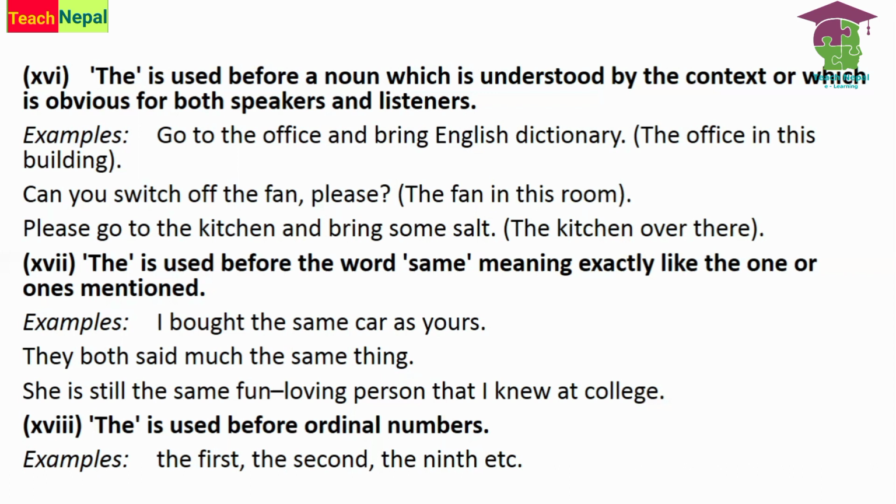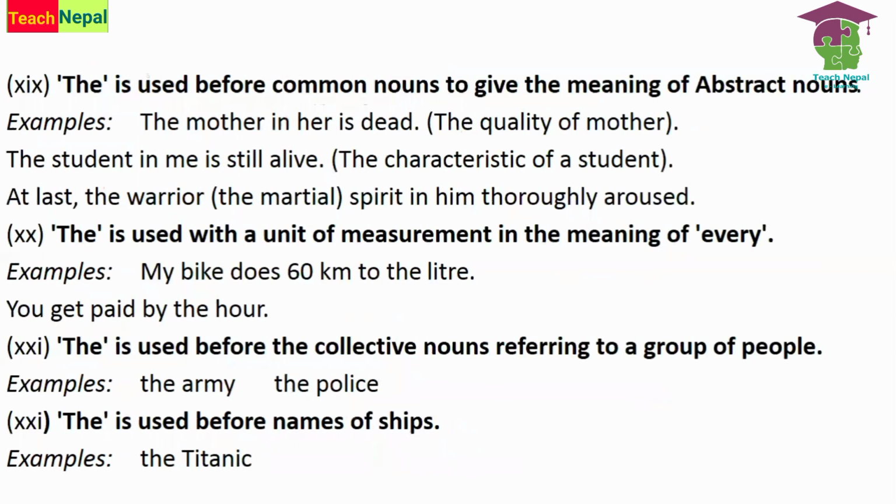First, second, right? Otherwise 1, 2, 3, 4, those are called cardinal numbers. The is used before common nouns to give the meaning of abstract nouns. Right? The mother in her is dead. Right? The stone in me is still alive. At last the warrior spirit in him was thoroughly aroused. Right? Means the martial spirit there.